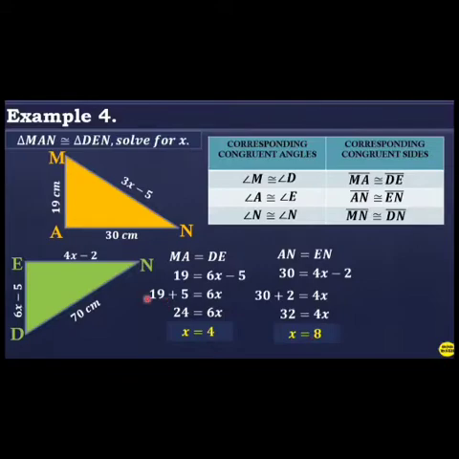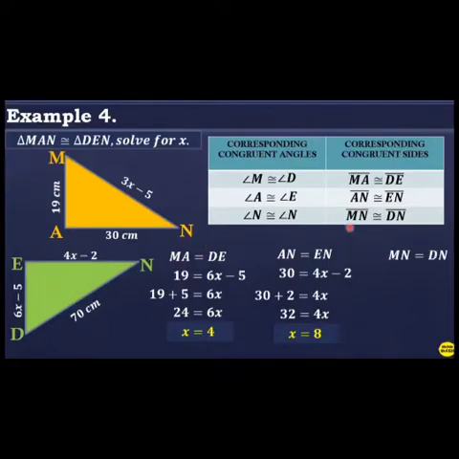Now, so, pag sinubstitute natin dito si 8, 4 times 8, this is 32. Minus 2, that is 30, which is equal and congruent to this side. Okay, so AN na 30 is congruent to this side, which is also 30. And last, we have MN.